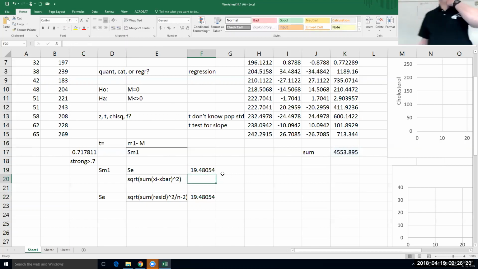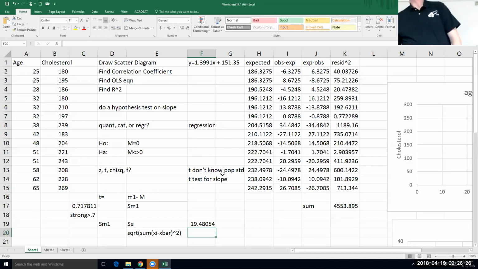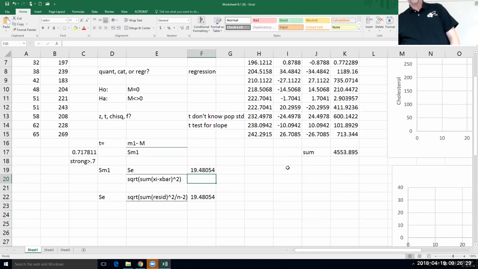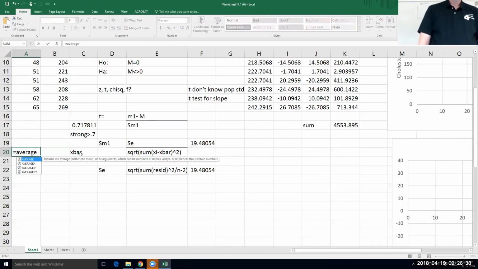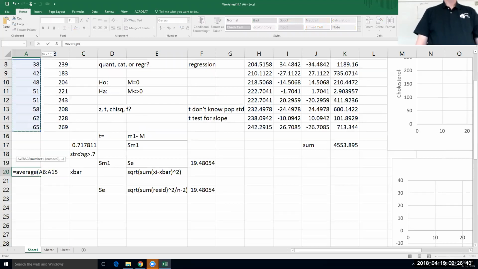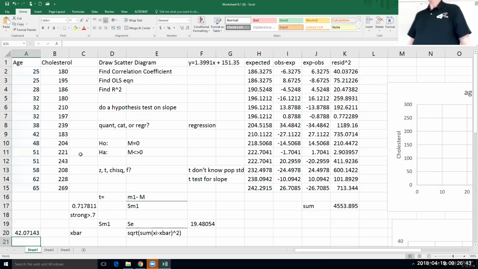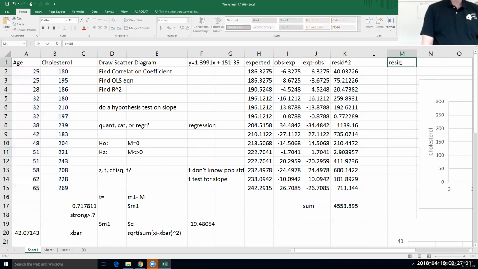Now, I need to find my sum of my xi minus my x bar. You can think of this kind of like the residuals for the x's. What's x bar in this case? It's the mean of that column there, which works out to be about 42 years old. So we think that the average person in here is 42 years old. Does that make sense? So that's x bar. Now you can think of this as the residuals for the x's.